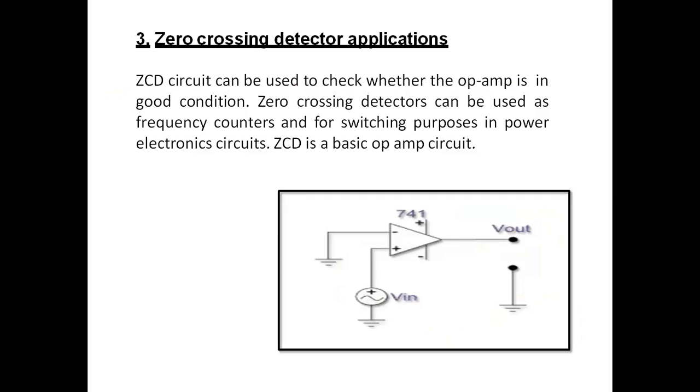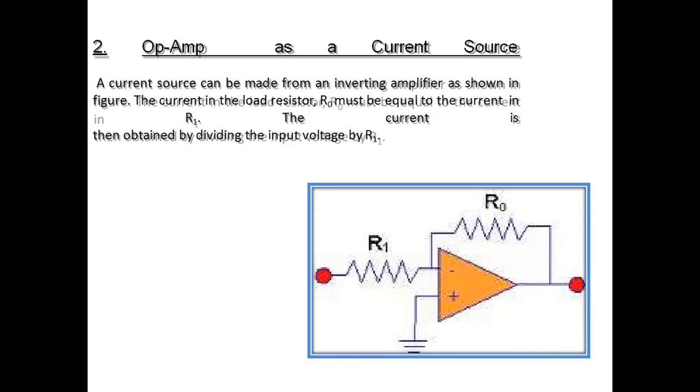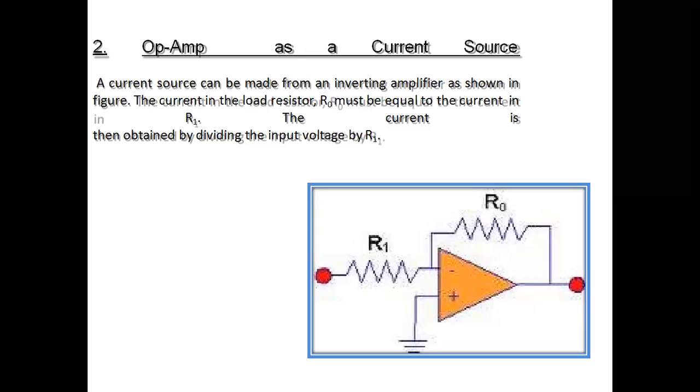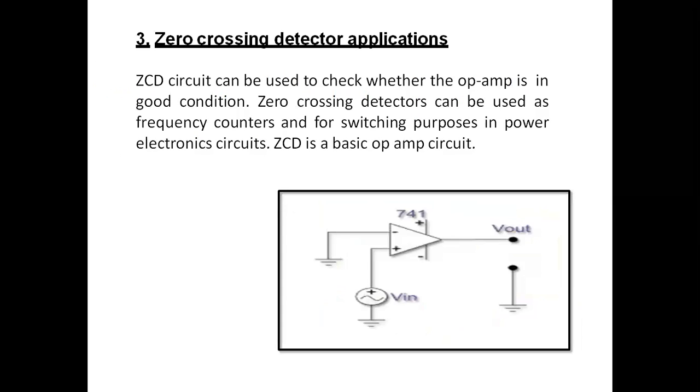Zero crossing detector applications, because we are saying here we can use op amp in A to D converter, power supply, zero crossing detector. That's why we are supposed to see these applications. We can say this as a ZCD, zero crossing detector circuit. We can use that to check whether op amp is in good condition or not. It means if we are using the zero crossing detector, this can be used as the frequency counter.